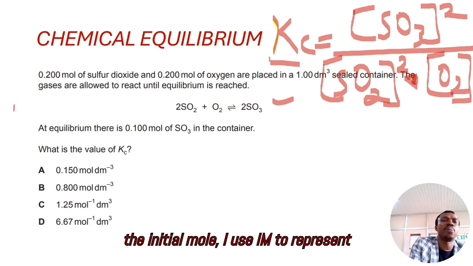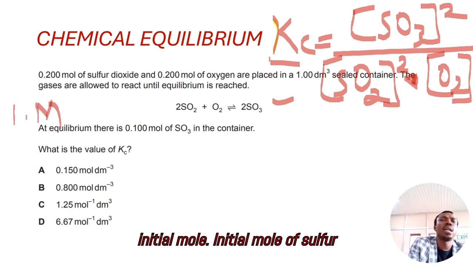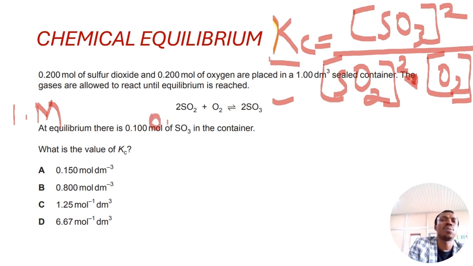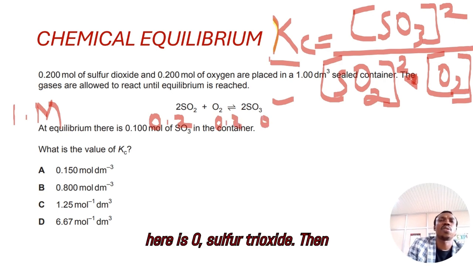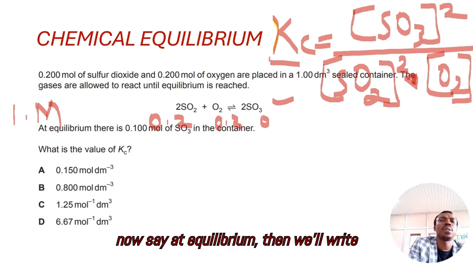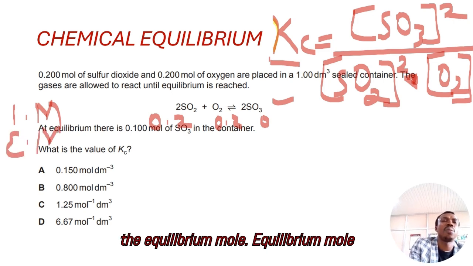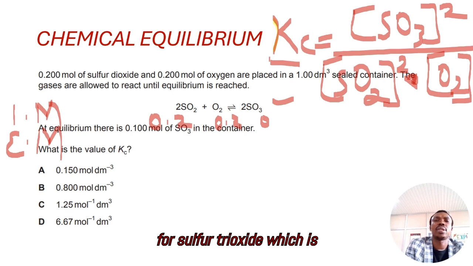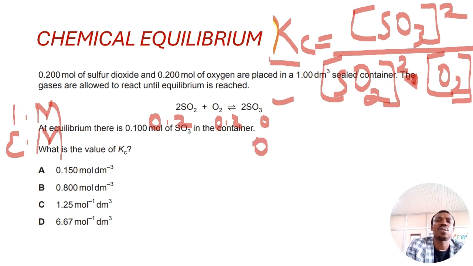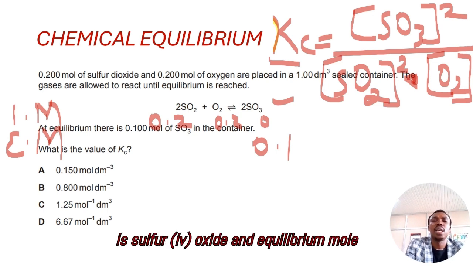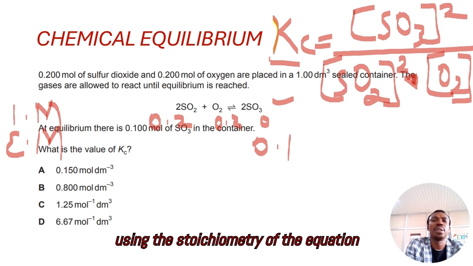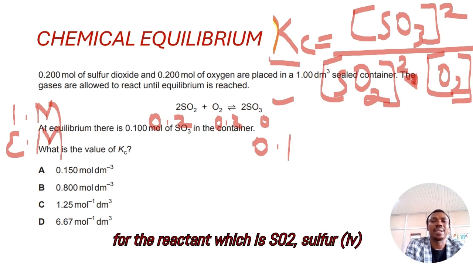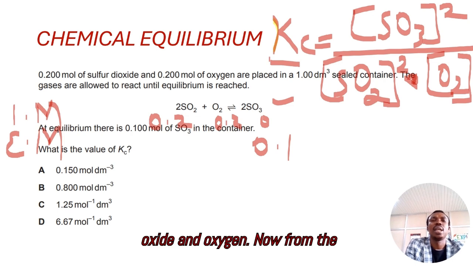Now, from our equation, I use Im to represent initial mole. Initial mole of sulfur dioxide is 0.2. Initial mole of oxygen is 0.2. Here, 0 sulfur trioxide. Then at equilibrium, we'll write the equilibrium mole. Equilibrium mole for sulfur trioxide, which is sulfur 6 oxide, is 0.1 mole. So we have to look for the equilibrium mole of sulfur dioxide, which is sulfur 4 oxide, and the equilibrium mole for oxygen. We are going to use the stoichiometry of the equation to determine the equilibrium mole for the reactants, SO2 and oxygen.